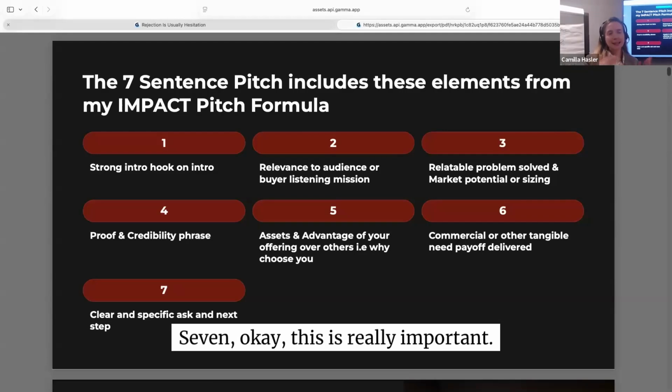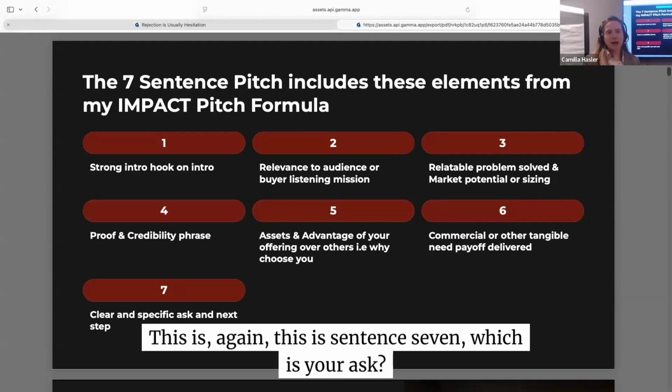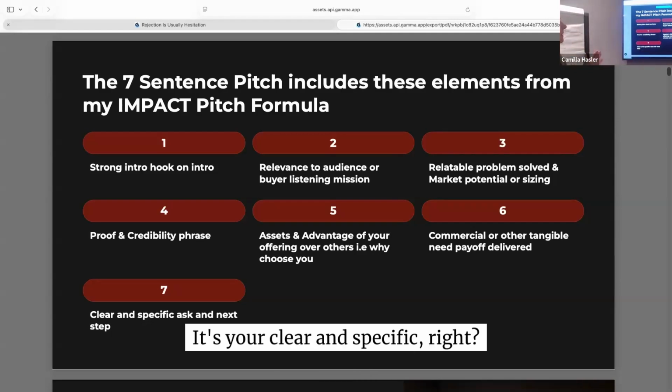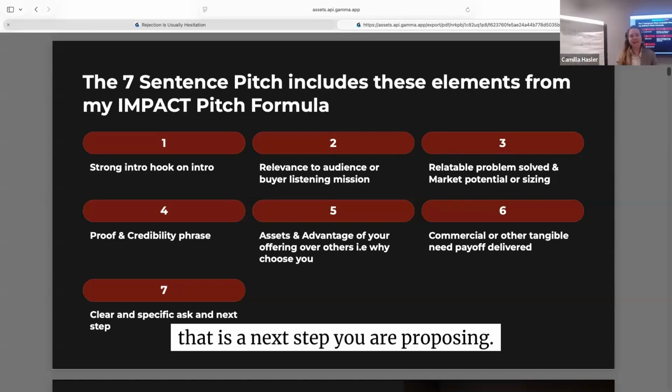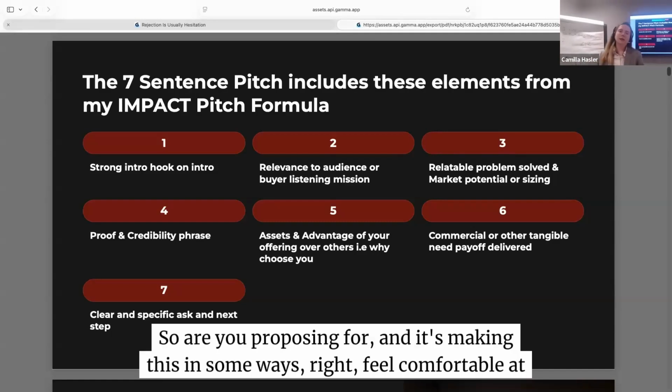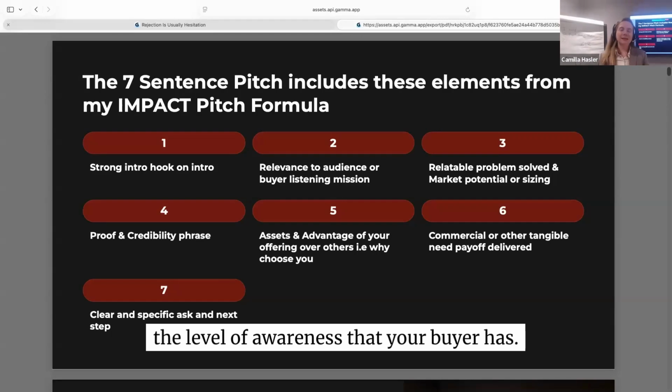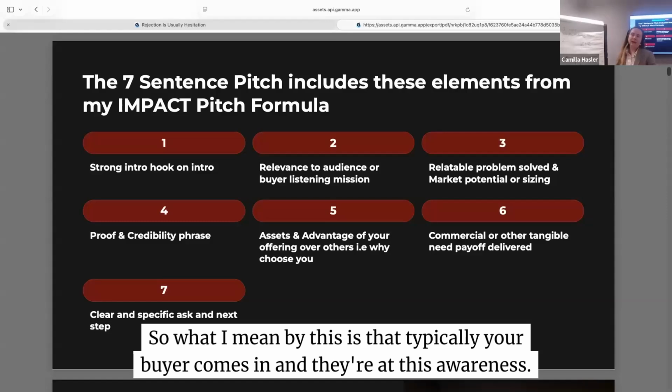Number 7. Okay, this is really important. This is sentence 7, which is your ask. It's your clear and specific ask. What is the next step you are proposing? It's about making this feel comfortable at the level of awareness that your buyer has. Typically your buyer comes in at this awareness.